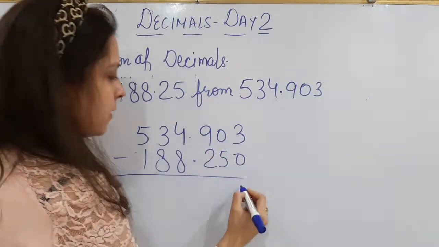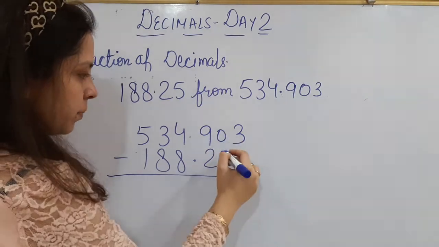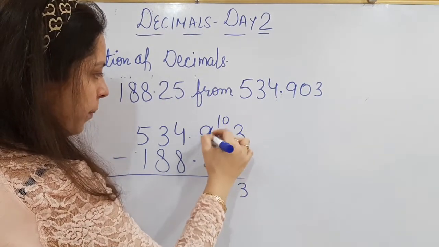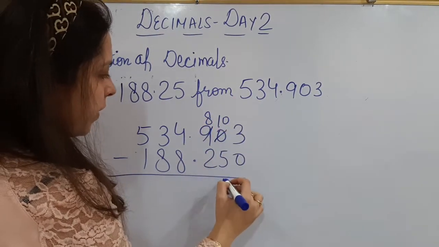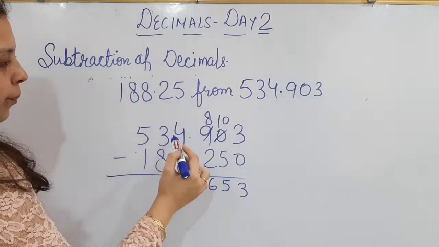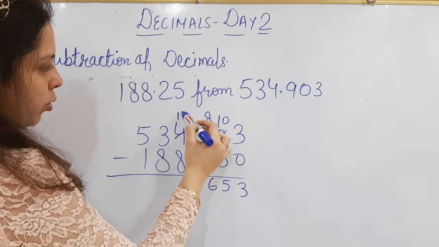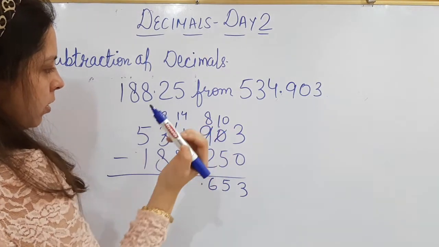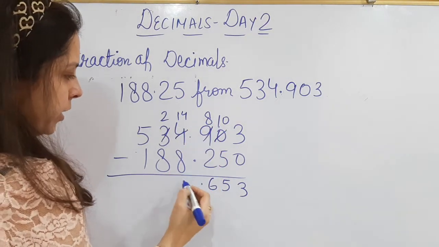So now 3 minus 0 is 3. Now I can't subtract 5 from 0, so I will borrow from here. So 10 minus 5 is 5. 8 minus 2 is 6. Now I can't subtract 4 from 8, so I will borrow from here. Okay, 14 minus 8 is 6.